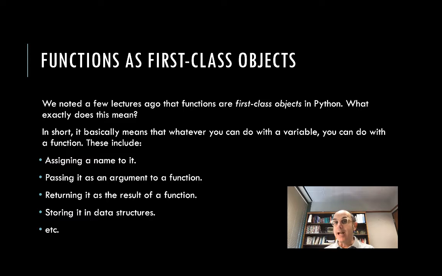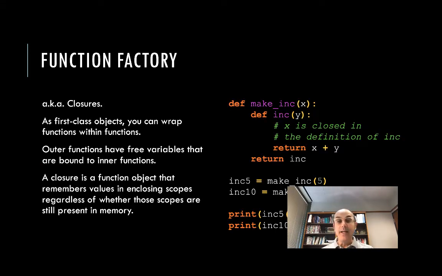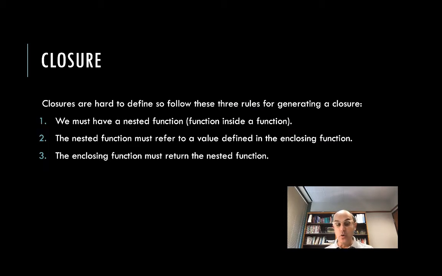A function is a first class object. What does it mean? In short, it means that whatever you do with a variable, you can do with a function. That includes assigning a name to it, passing it as an argument to a function, returning it as a result of a function, storing it in a data structure, etc. So let's take an example. Define make_ink, define ink, and again I have a first class object here which can be wrapped as a function within functions. Those are the functions that I'm using in order to show what I'm trying to achieve, and it will be present in memory.